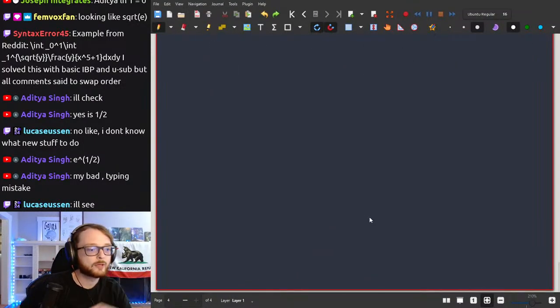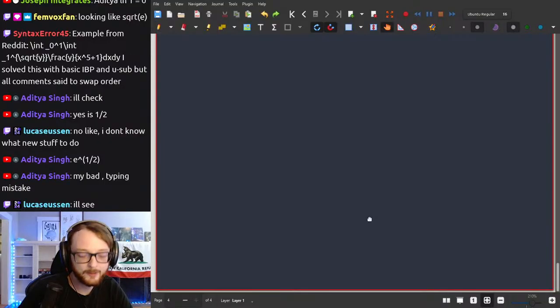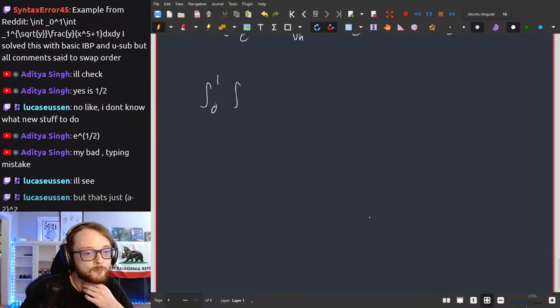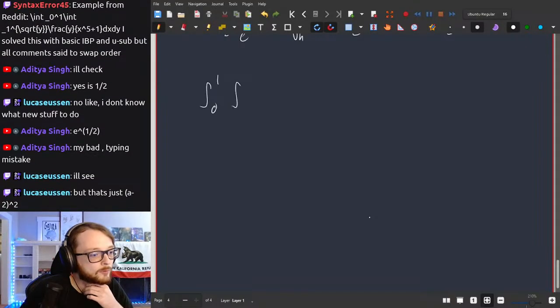Okay, let's look at syntax errors. Finally, a problem that I can probably actually do here. You basically have to take the bounds of the integral and re-express them.